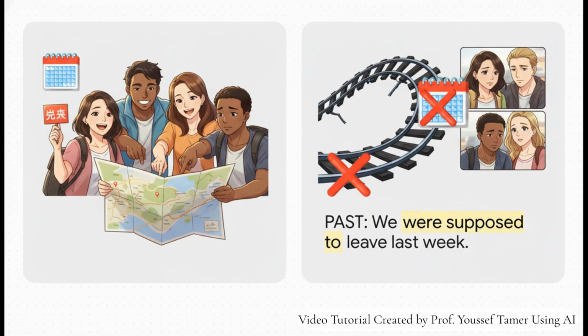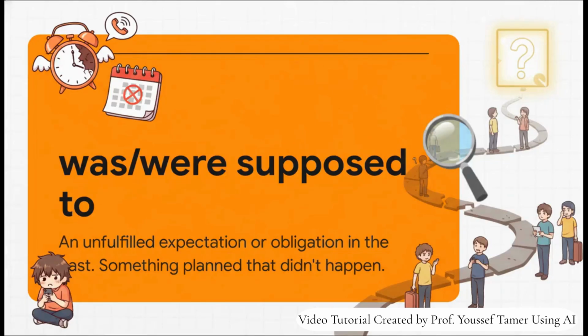When you say we were supposed to leave last week, you're almost always implying that you didn't. It's a signal that the plan completely went off the rails. So think of was or were supposed to as the phrase for a broken plan. There was an expectation, an intention in the past that just didn't happen. I was supposed to call you, but I completely forgot. The plan was there, but reality had other ideas.